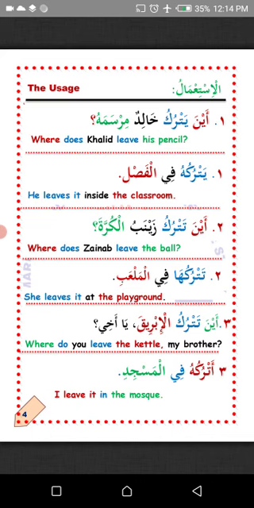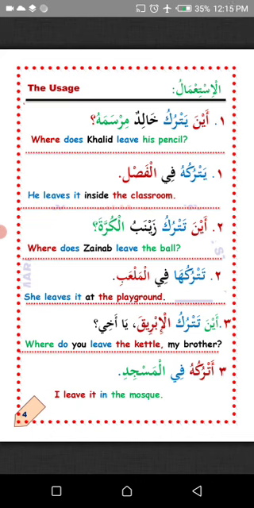Remember, if what we are talking about is mu'annas, feminine, you use her to represent it as a pronoun. But if what we are talking about is muzakkar, masculine, you use him to represent it as a pronoun. As we have it in yatrukuhu, the "hu" for mirsam, and tatrukuha, the "ha" for al-qurra, the ball.